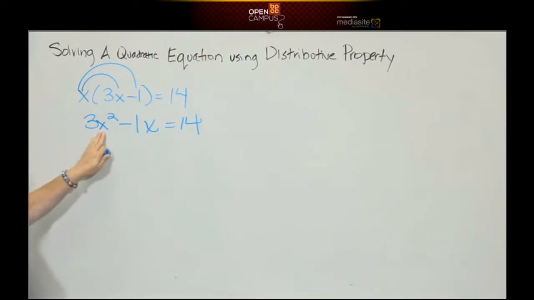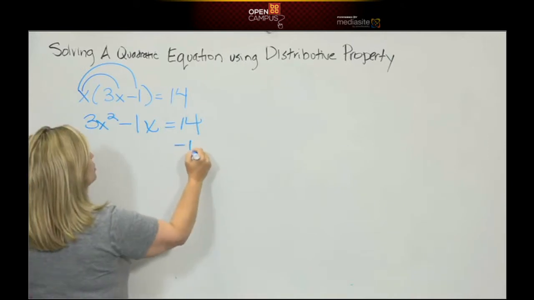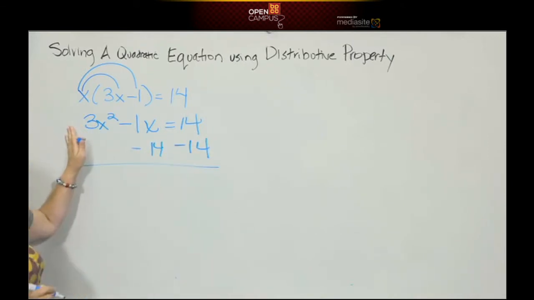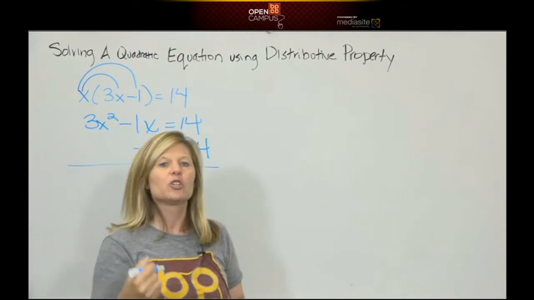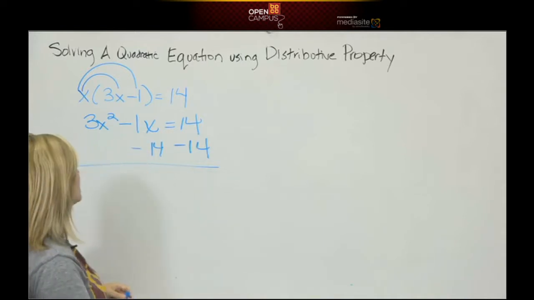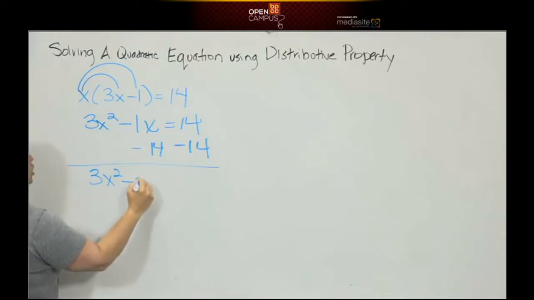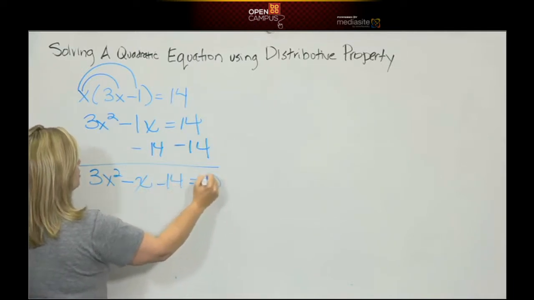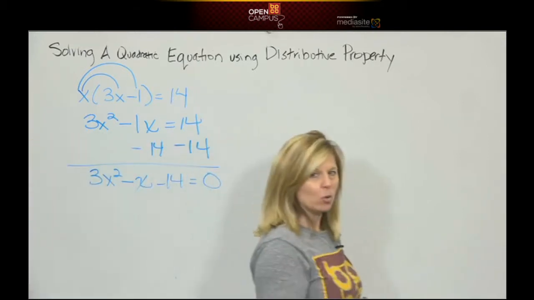We see our x squared. So now we're free to move the 14 over by doing the opposite operation, which is subtracting. On the left side, we have three terms. None of these terms are alike, so we must write them in the correct descending order. So we have 3x squared minus 1x, which we could just write minus x, minus 14 equals 0. Now that our equation is set equal to 0, it's quadratic.